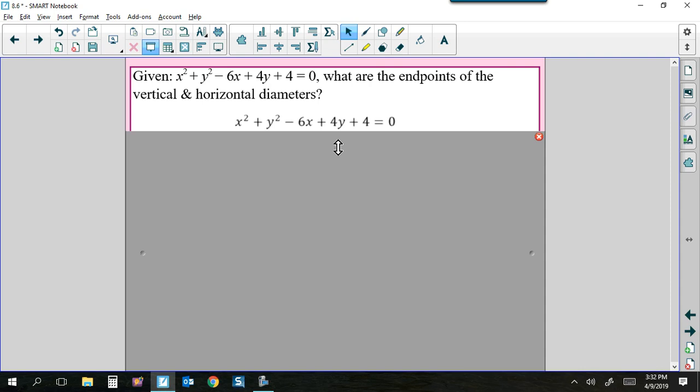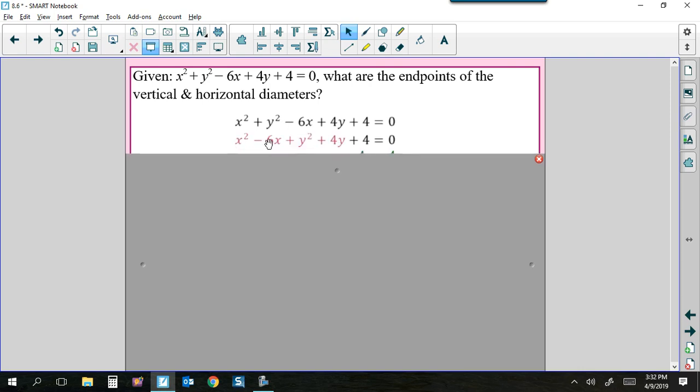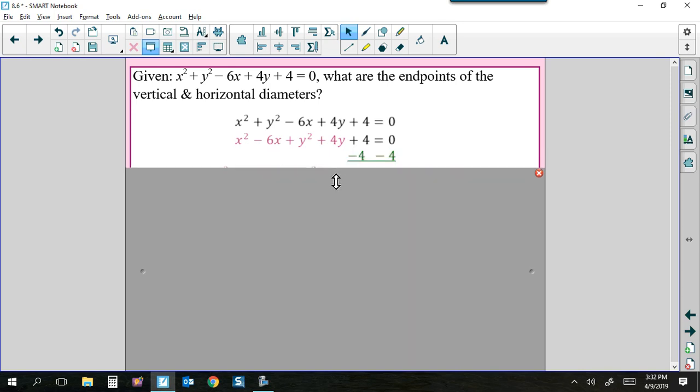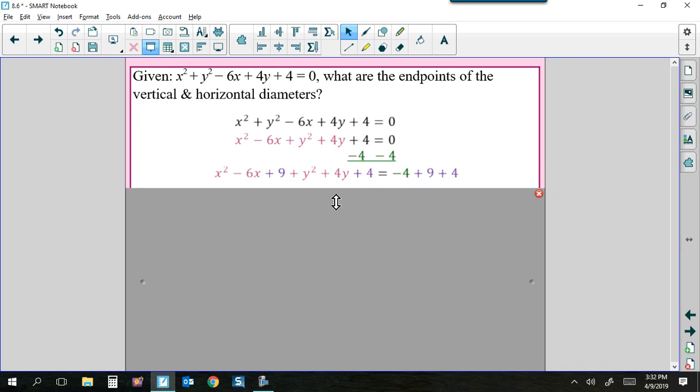So for this, again, I'm just going to go through the process of completing the square. The first thing you have to do is reorder everything, so you have your x's together, your y's together, and then here's your c. C is positive 4, so the next step is to subtract 4 from both sides. The next thing you're going to do is figure out what half of negative 6 is, and half of 4, square that. So half of negative 6 squared is 9. Half of 4 squared is 4. So we're adding 9 and 4 to both sides of the equation.